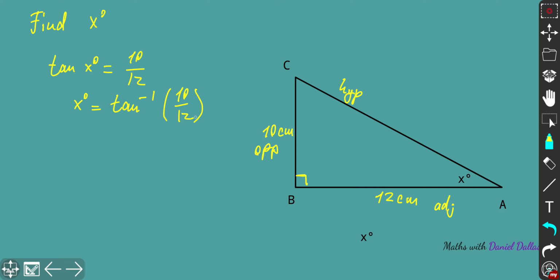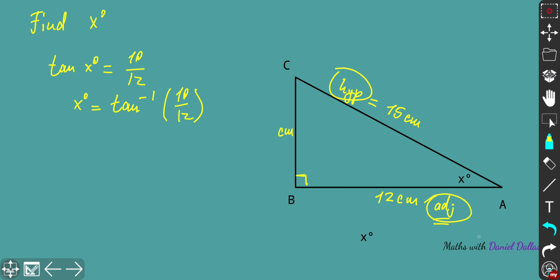Now let's pretend that instead of one side, you're given the hypotenuse. In this case, we just erase this side, we're not given that at all. And right now we are given the hypotenuse, which is, let's say, 15 centimeters. Of course, it's going to be the longest side. How to find this angle X? Right now you still have the adjacent side and you have the hypotenuse.